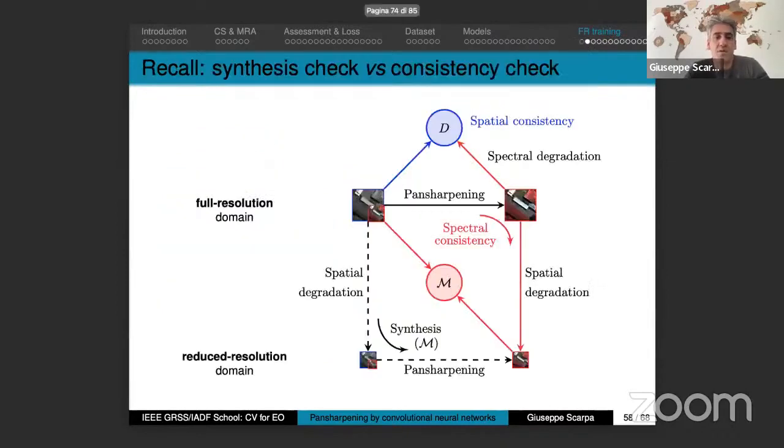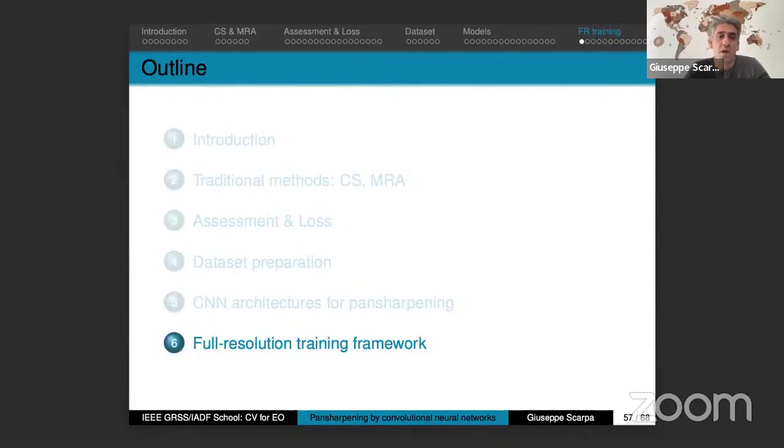In the last few years, a paradigm shift has been observed toward a fully unsupervised approach that operates on full resolution data at training time. And we have also proposed our solution, and that is what I'm going to present in this last part.